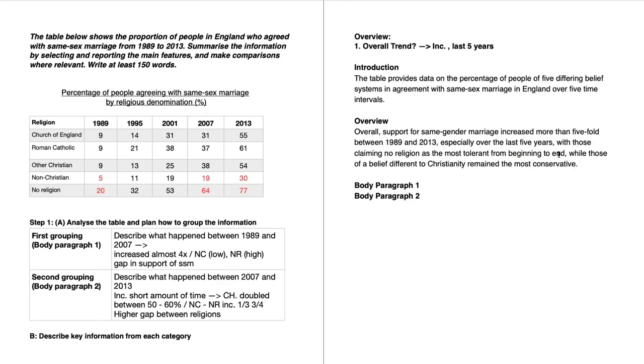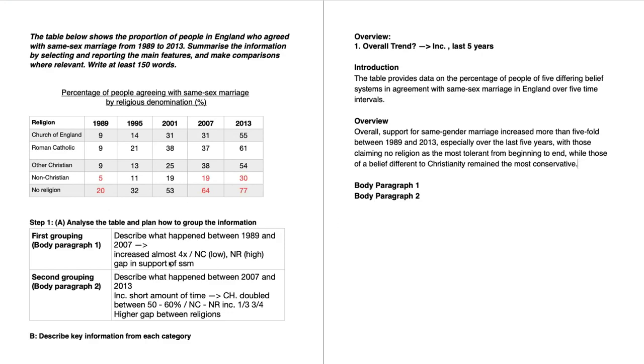So I made note between the last 5 years, 5-fold, because I'm looking at the amounts from 1989 and 2013. And so I've included that in the overview paragraph. Now, that is really all we need as well, because we don't want to be very specific with this paragraph. We just want the overall trend. And it is true that those who have a belief different to Christianity remain the most conservative with the lowest number. So I'm going to continue on with our body paragraph 1 at this point.